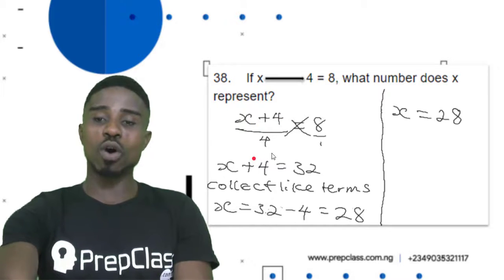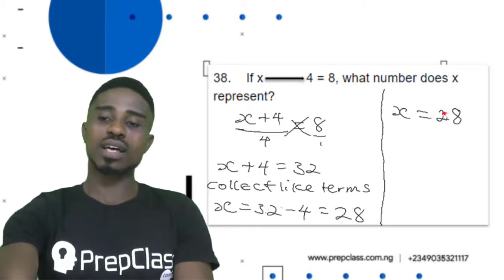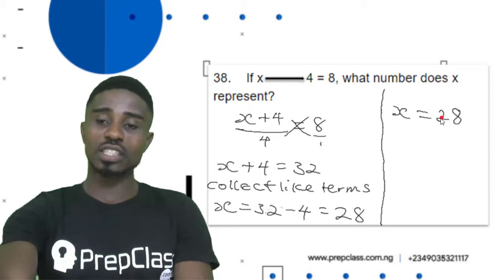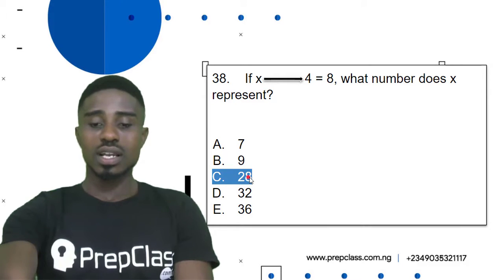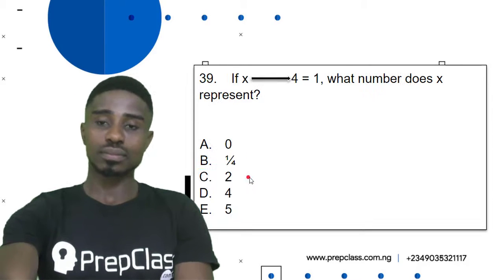32 divided by 4 will give us 8. So our answer is basically correct. Let's check it out. Question 38, option C, 28 is our correct answer. Let's look at the next question.